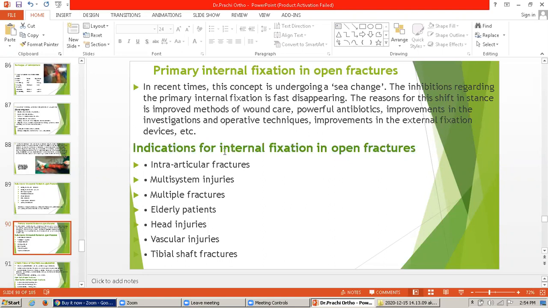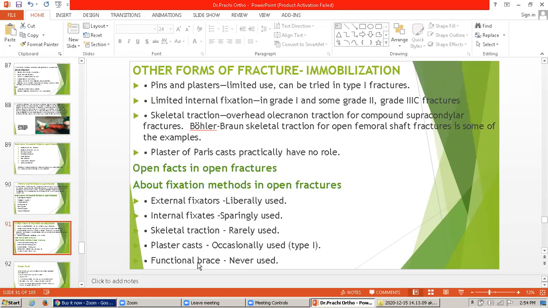Then, indications for internal fixation in open fracture are intra-articular fracture, multi-system injury, multiple fracture, elderly patient, head injury, vascular injury, and the tibial shaft fracture. So, in such cases, internal fixation is useful in open fracture.